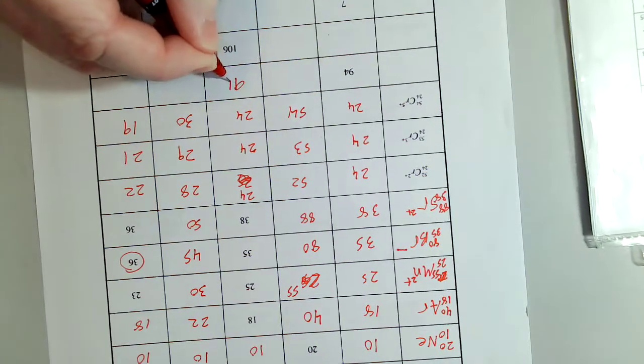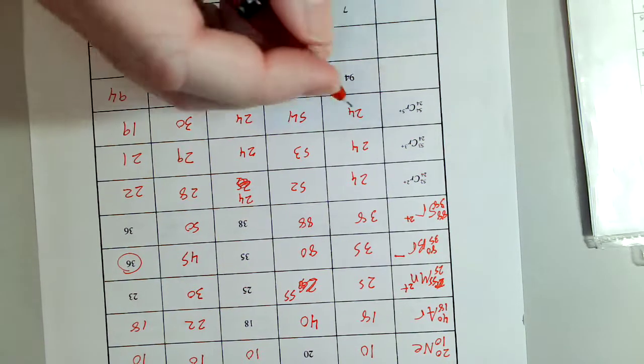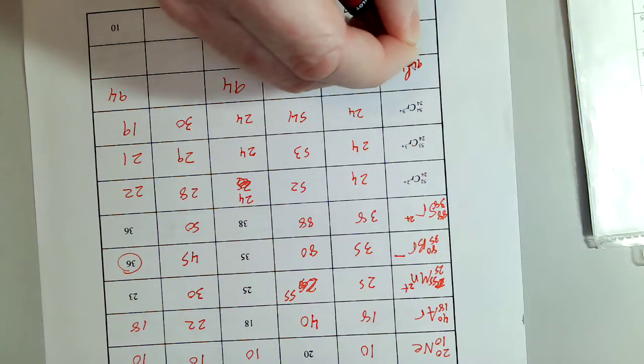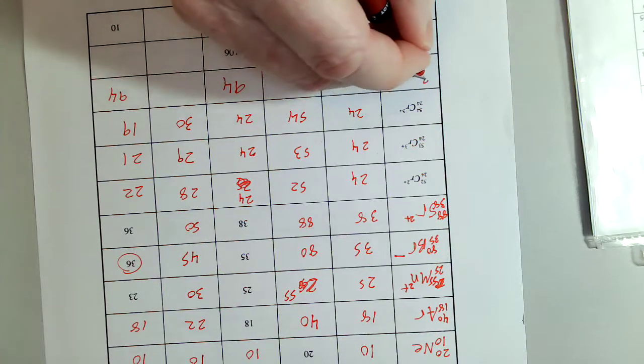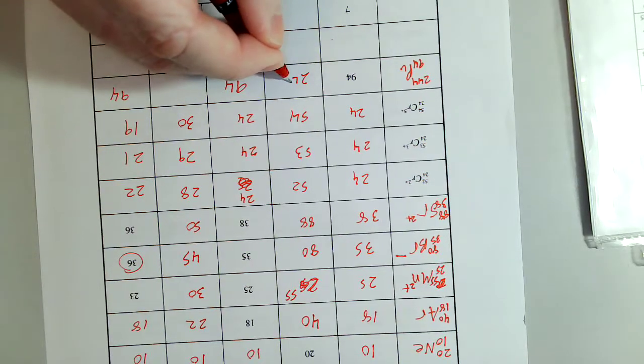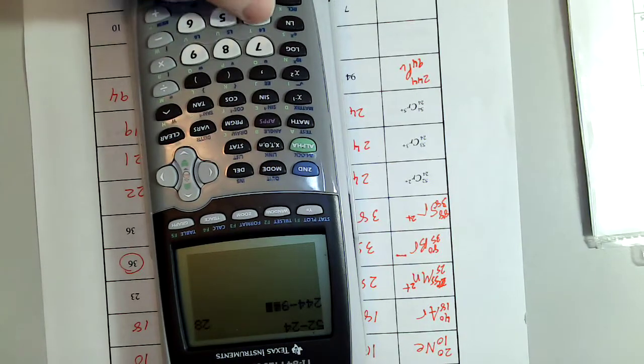Atomic number is 94, 94 protons, 94 electrons. On my periodic table, that is plutonium, that has a mass of 244. So 244. Take the 244 minus 94, and I get 150.